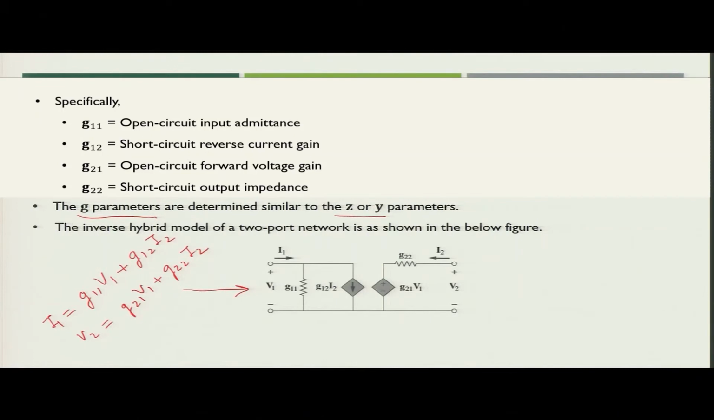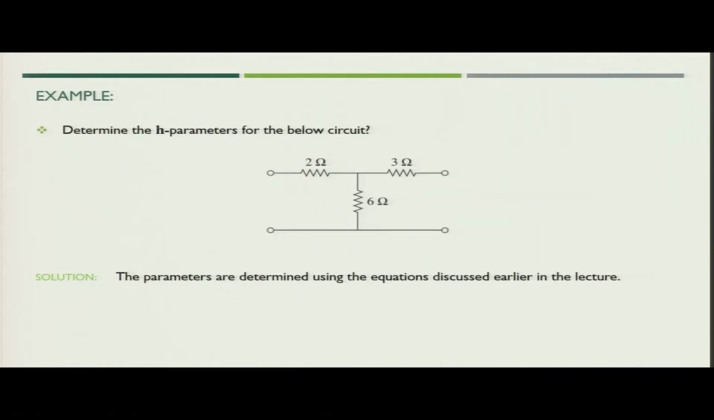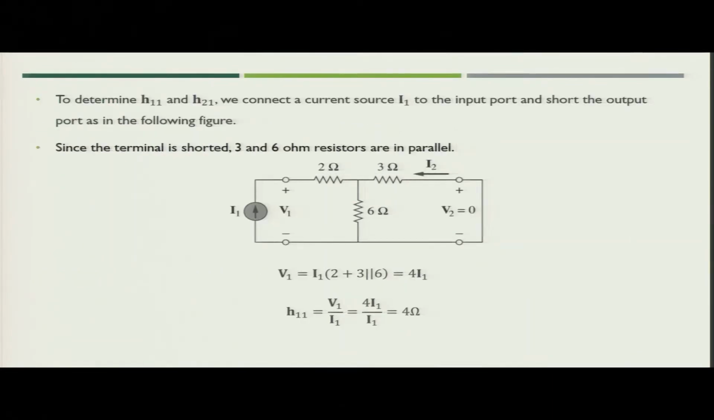Now let's understand these concepts with the help of a few examples. Let's take first the example in case of H parameters. Here you have the T circuit which has 2 ohm, 3 ohm and 6 ohm resistances. We need to find the H parameters, so we will use the basic definitions. We will first determine H11 and H21. How? We will first connect the current source I1 to the input port and short circuit the output port.